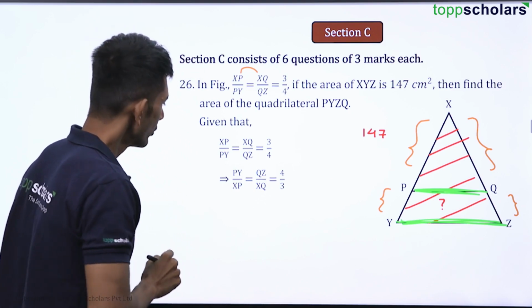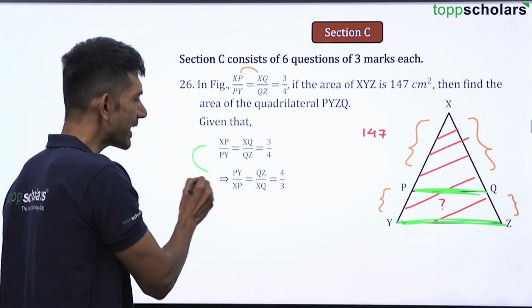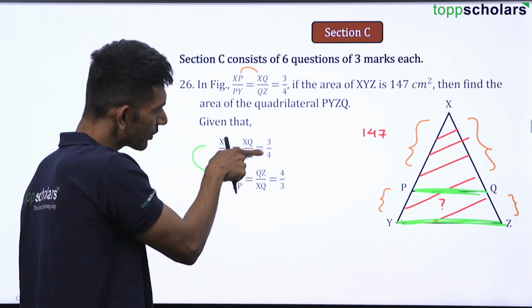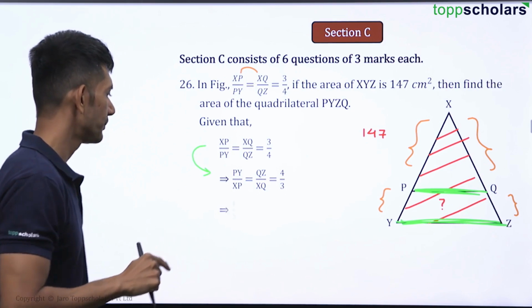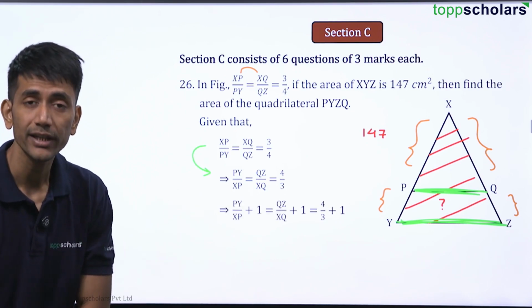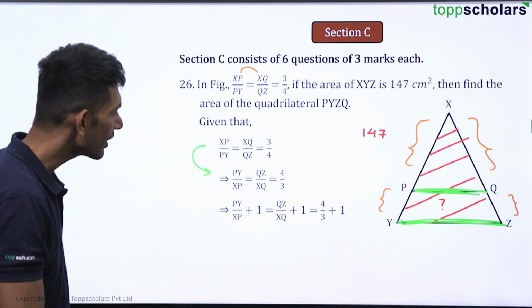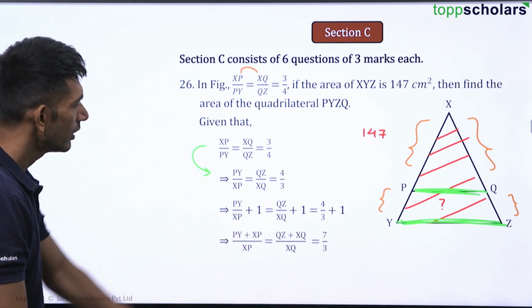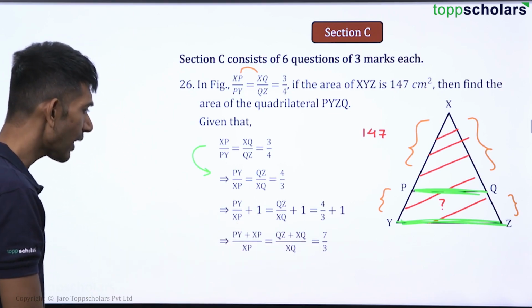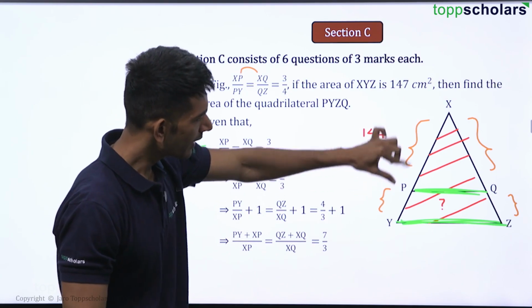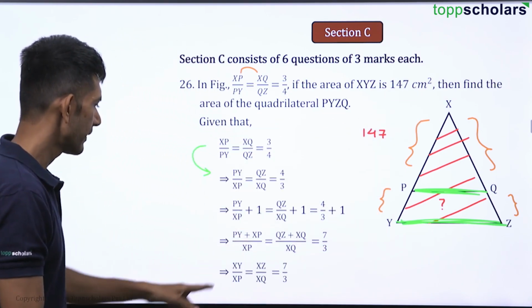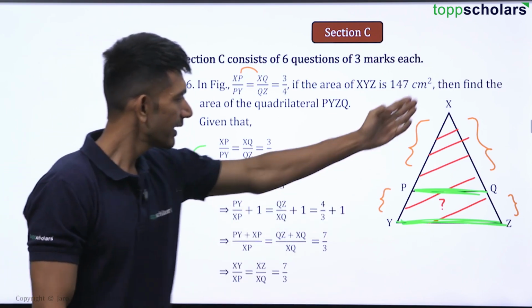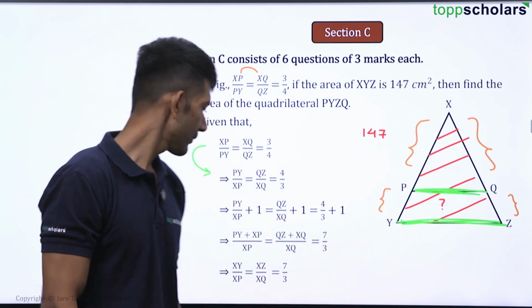Right? So here if I just take invertendo, which means take the reciprocal, can I say PY by XP will be equal to QZ by XQ, which will be equal to 4 by 3, right? Now add 1 on both sides, or else you can also say do componendo. So after doing componendo or adding 1, this becomes (PY plus XP) by XP is equal to (QZ plus XQ) by XQ is equal to 7 by 3. Now PY plus XP will be XY. So XY by XP is equal to XZ by XQ.